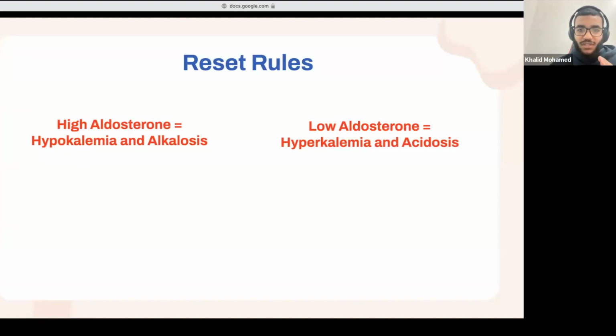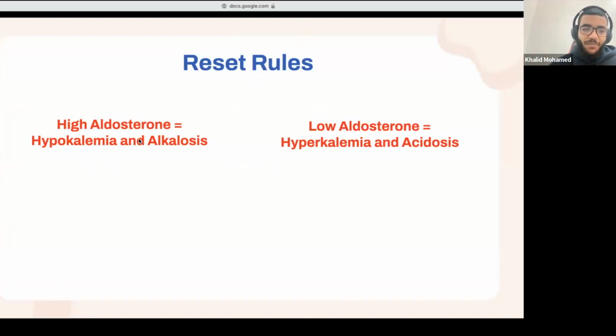If you get confused in the exam, don't try to build your way through from the beginning. Just reset yourself with this. High aldosterone is hypokalemia and alkalosis. So if high aldosterone is hypokalemia, that means aldosterone increases the secretion of potassium and hydrogen ions. Okay, and then because you reset yourself with this, you can then answer that. Okay, and low aldosterone equals hyperkalemia and acidosis.